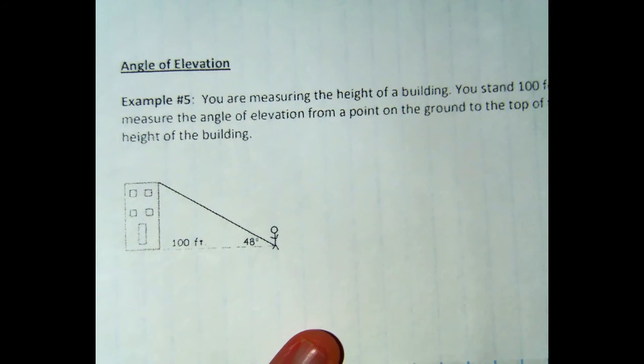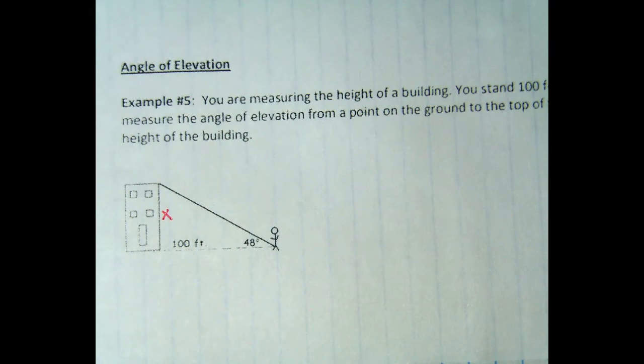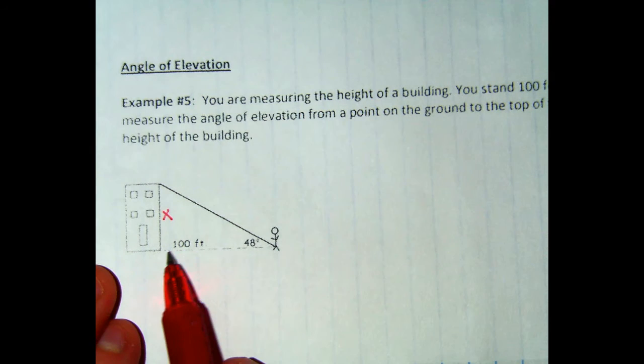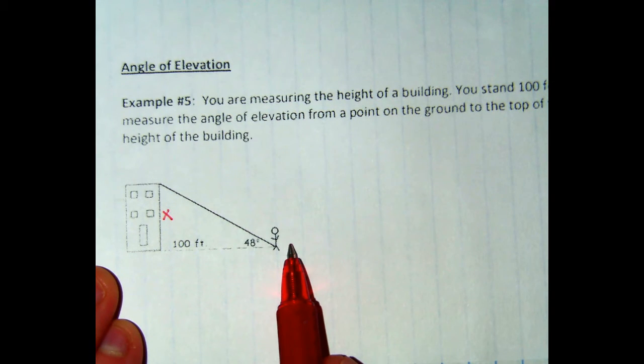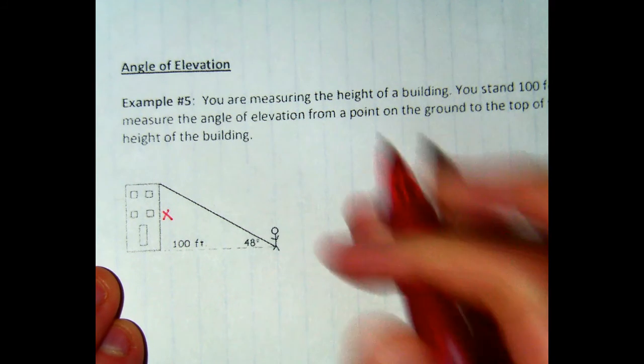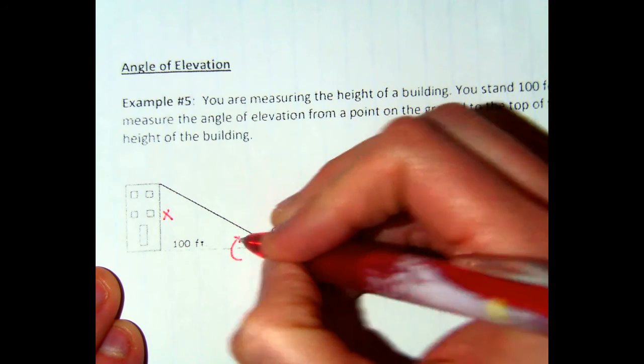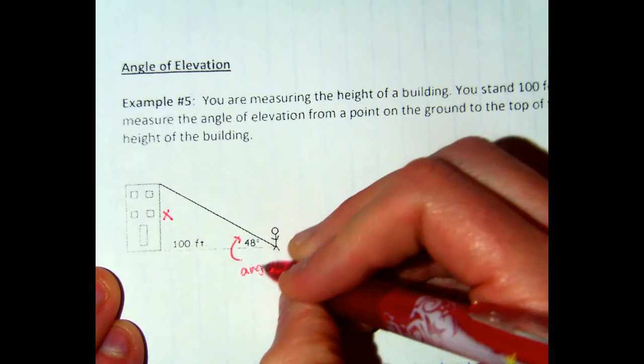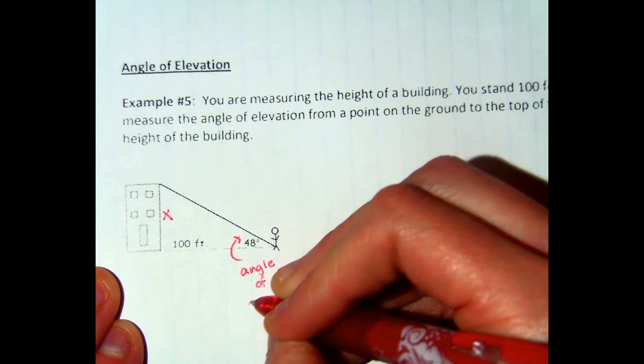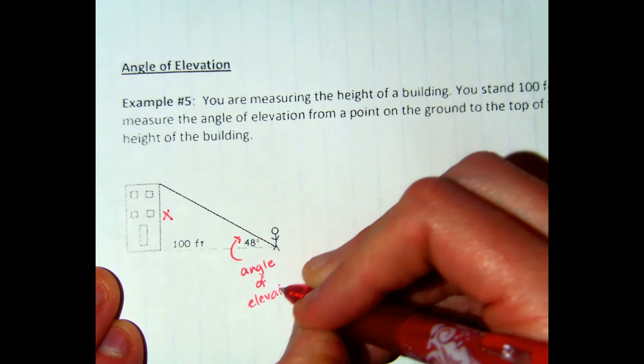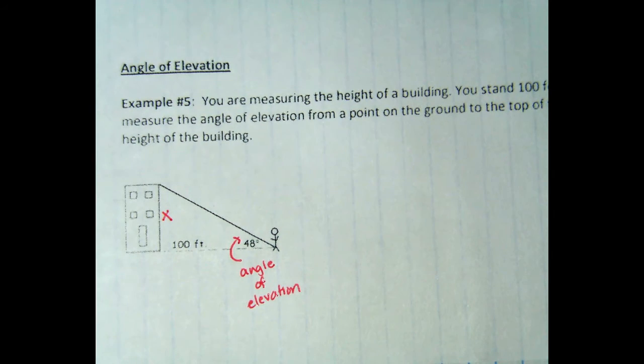Okay. Example 5. You are measuring the height of a building. That means, hey, this is what I need to know. You stand 100 feet from the base of the building. 100 feet away, here you are. You measure the angle of elevation. This is always the angle of elevation. That is important to know. From a point on the ground to the top of the building to be 48 degrees. Estimate the height of the building.